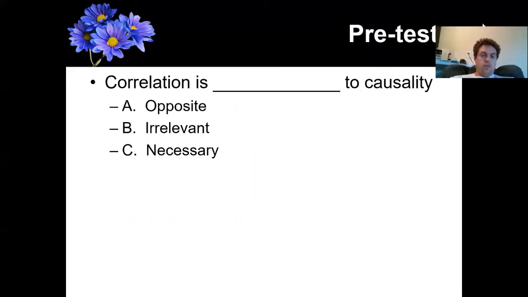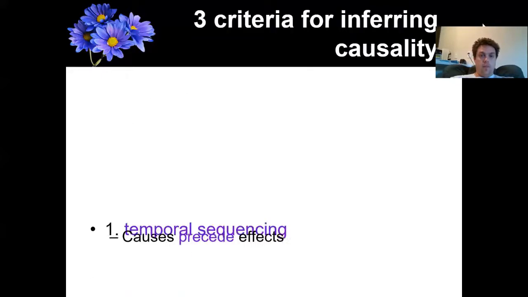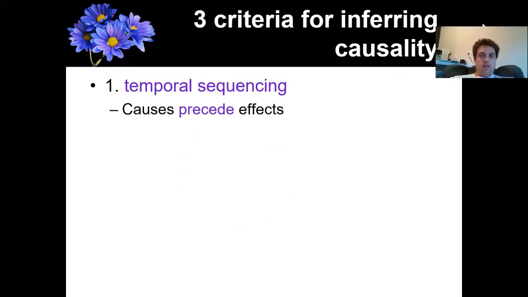Okay, so just when you're done thinking about that, let's look at these three criteria. First of all, one criterion you need for inferring causality is temporal sequencing, or precedence. If one thing doesn't happen before another thing, then it's obvious that the first thing did not cause the other thing, right?